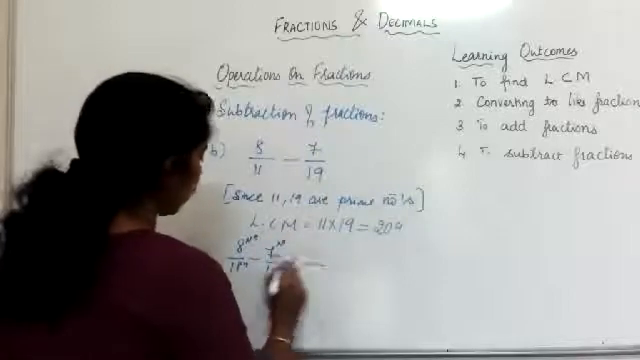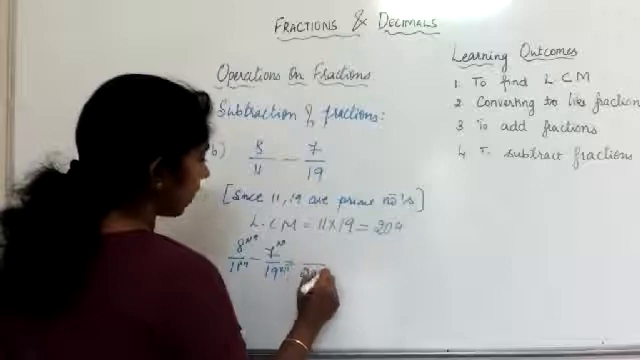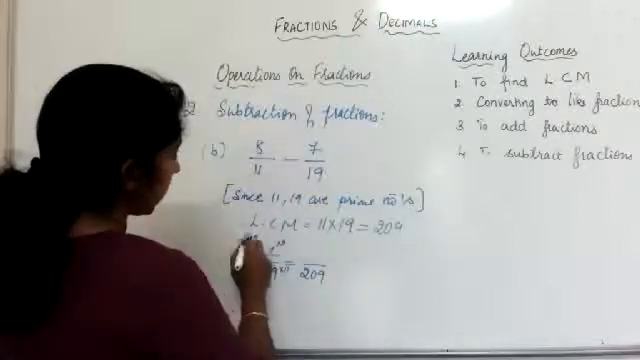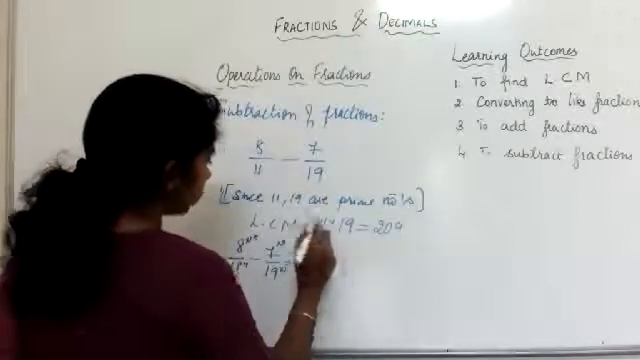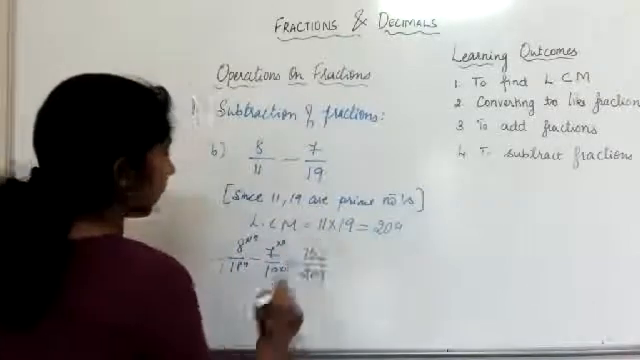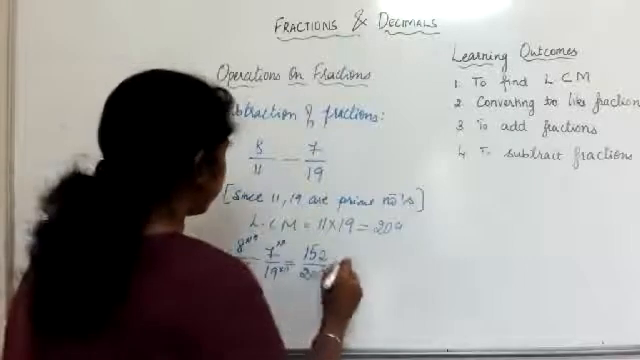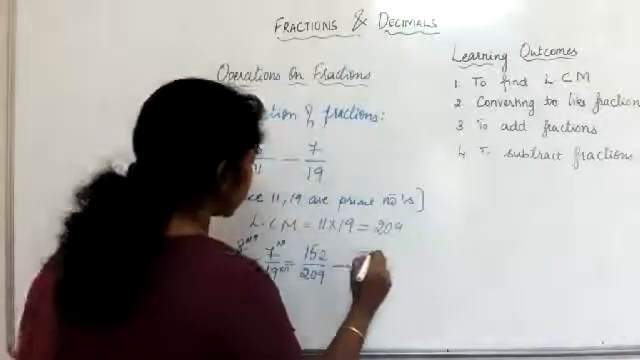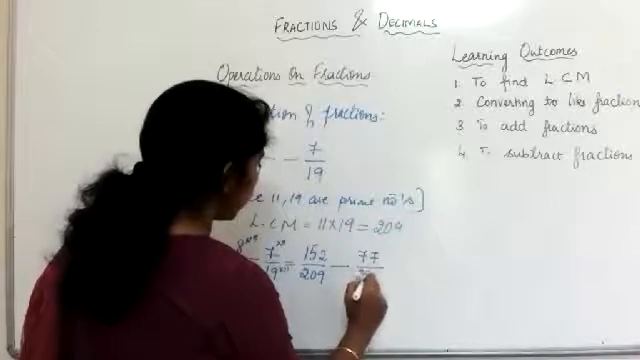11 will be multiplied here. So here 11 into 19 we know is 209. 8 into 19, now how much? 9 8s are 72, 7 is a carry, 8 1s are 8, so it is 15, 152. Minus 7 into 11 is 77, divided by 209.